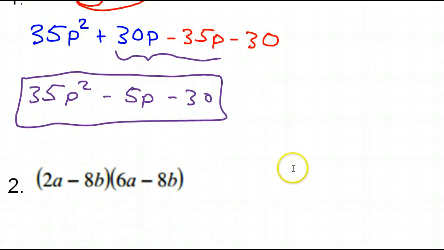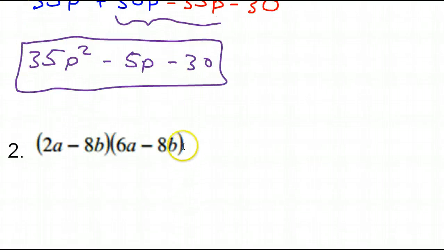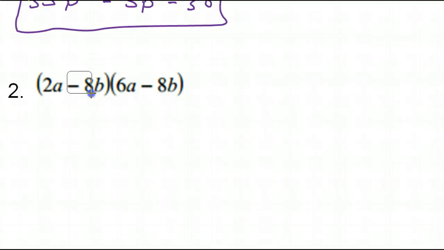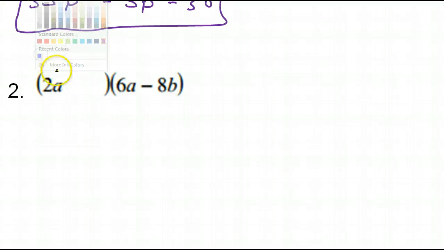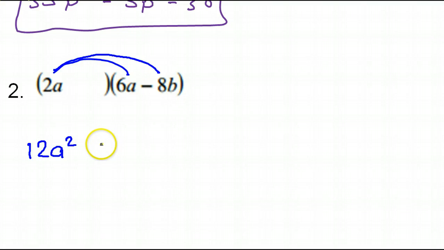Alright, let's look at number 2 in the same way. Double distributive property. Once again, let's cover up the -8b for a second. So let's do the distributive property with the 2a. 2a times 6a is going to be 12a squared. 2a times -8b is going to be -16ab. Alright, so that's it for the 2a.